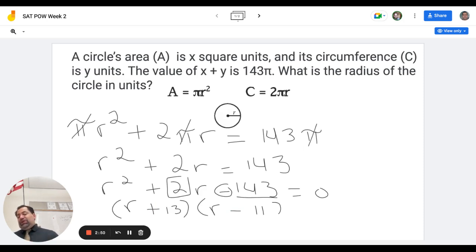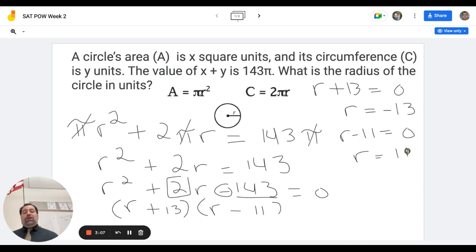So we set each one equal to 0, so we have r plus 13 equals 0. Subtract 13 from both sides, and I get r equals negative 13. And then r minus 11 is equal to 0, and I get r equal to 11. Since we're dealing with a radius, we should not entertain the negative value, and our answer is 11.